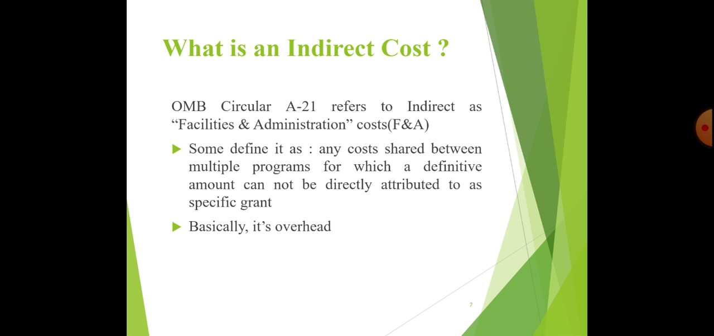And then there are indirect costs. OMB Circular A-21 refers to indirect costs as facilities and administration costs, or F&A. Some define it as any cost shared between multiple programs for which a definitive amount cannot be directly attributed to a specific grant. Basically, it is overhead.